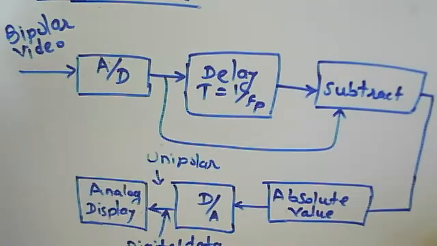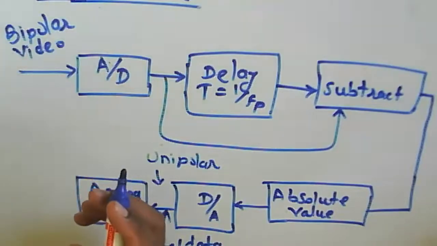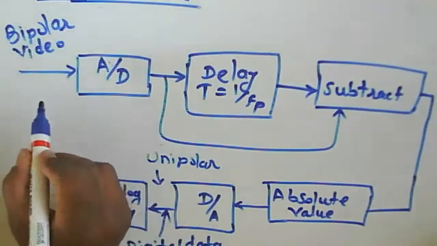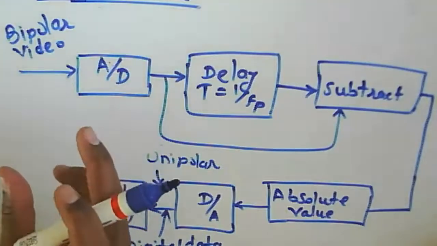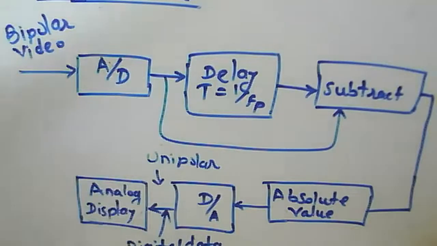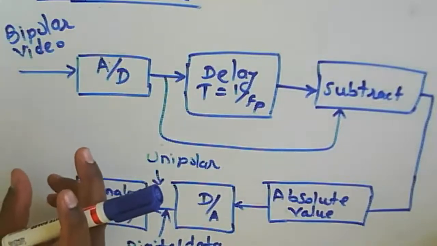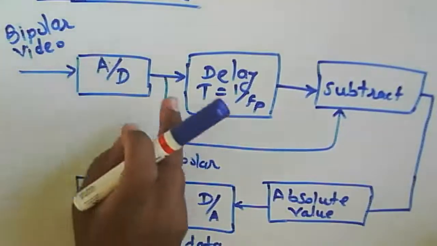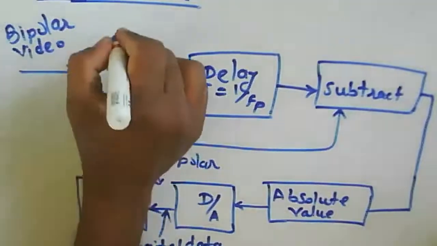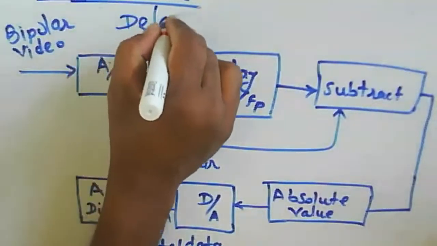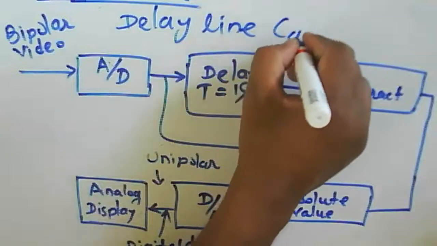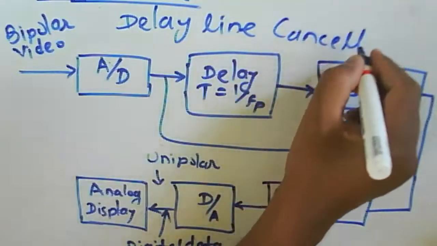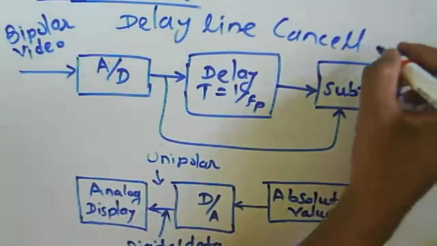So in that case, at a receiver, whichever output we are getting is to be digitized there. And to digitize that output, we need to use a delay line canceller. This block is a delay line canceller.